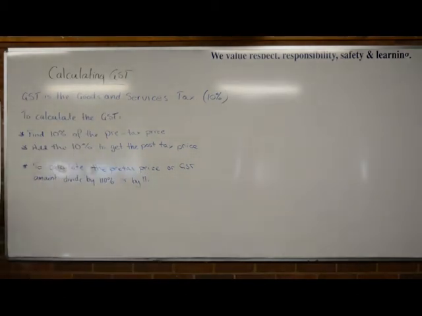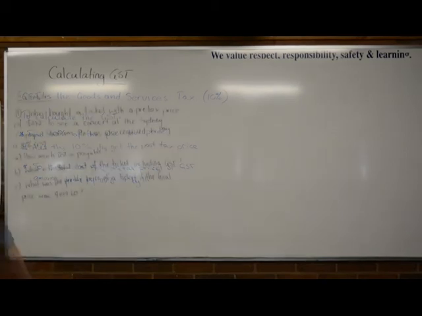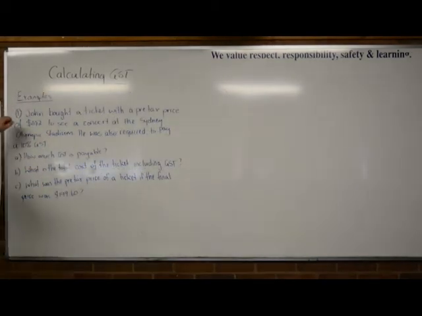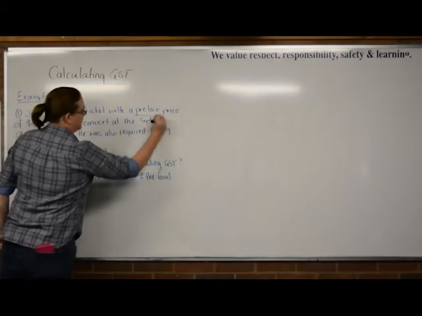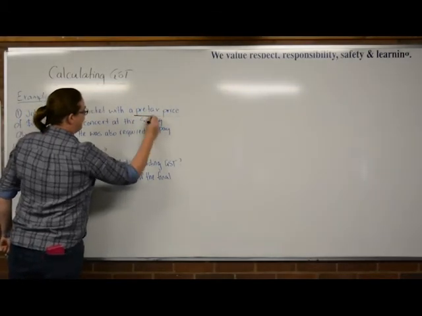Okay, are there any questions on that? So here we have our example. We'll just listen while you're writing. We've got John, he's bought a ticket to Sydney Olympic Stadium. And it's a pre-tax price, which means it doesn't already have the GST in it.